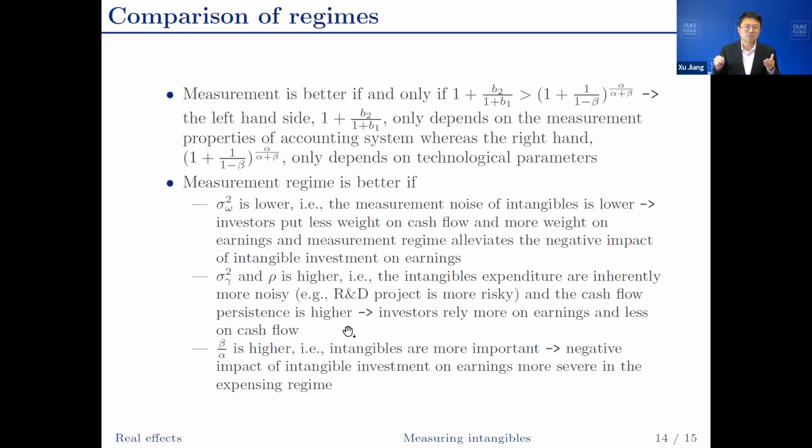And the measurement regime is also going to be better if intangibles are more important. Because when intangibles are more important, the negative impact of intangible investment on earnings is more severe in the expensing regime. When intangibles are more important, you don't want to underinvest in intangibles. But such underinvestment is more severe in the expensing regime due to signaling concerns. That's why the measurement regime is better in this case.